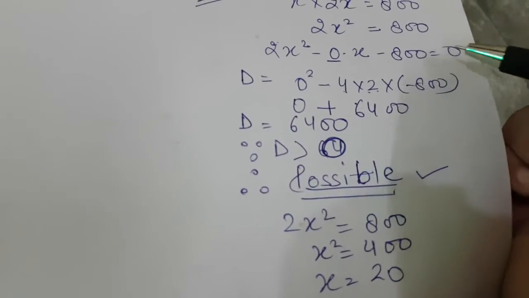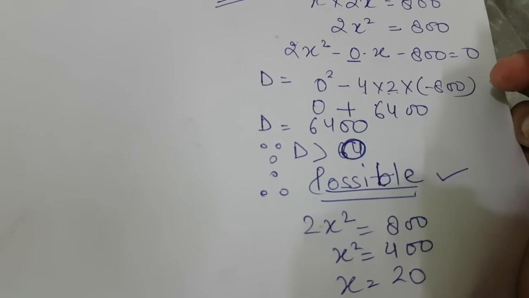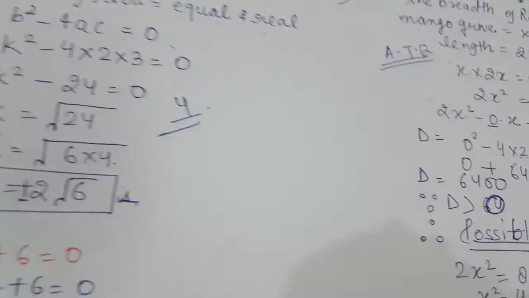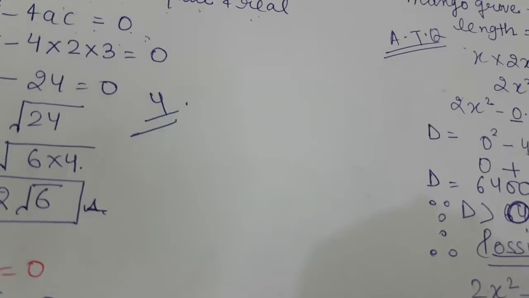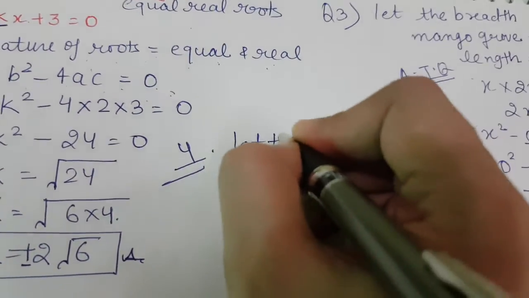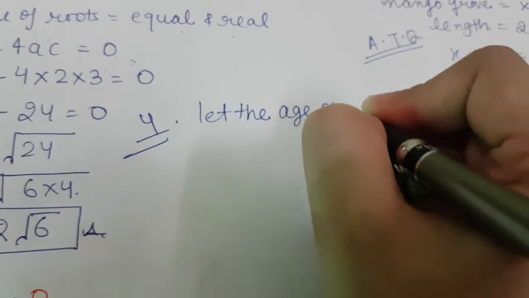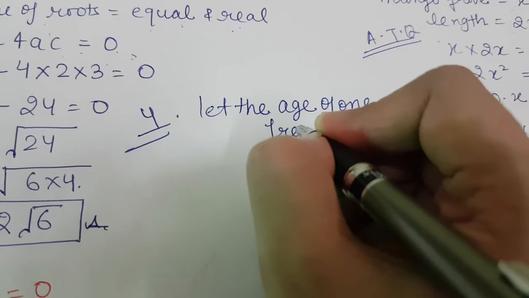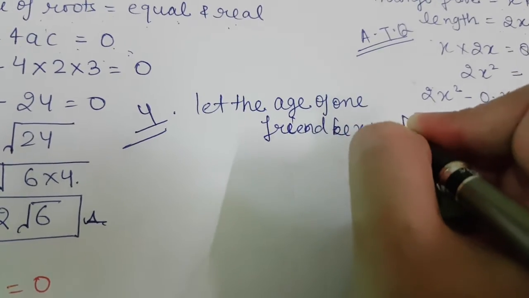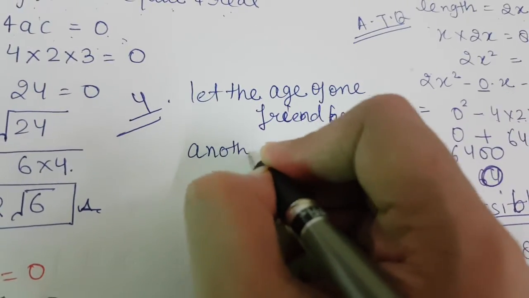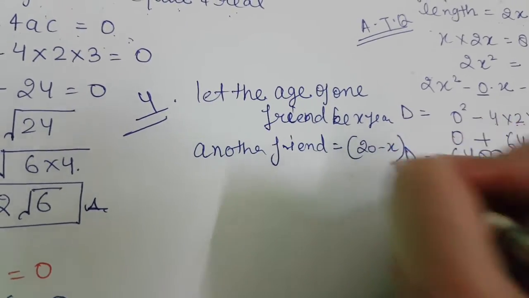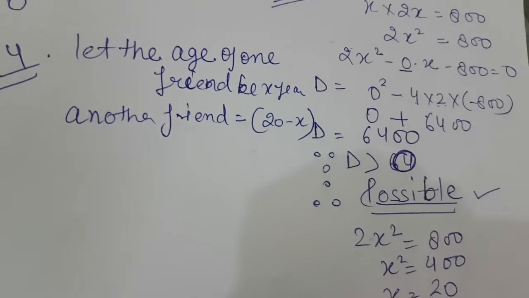That's it. Now in the fourth question also they are asking, is the following situation possible? If so, determine their present ages. Again they are asking possible or not. So first form the equation. The sum of the ages of two friends is 20. So let the age of one friend be x years. So the age of the other friend will be 20 minus x years, because the sum of the ages of two friends is 20 years.